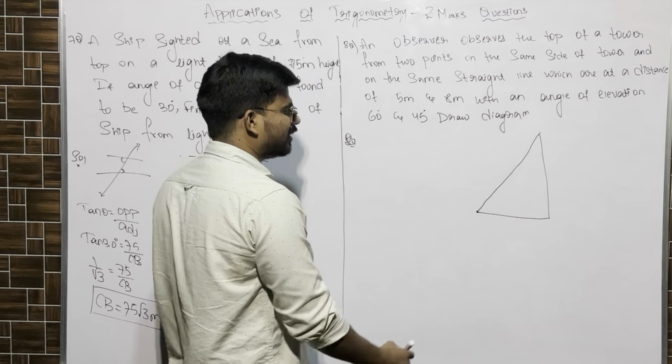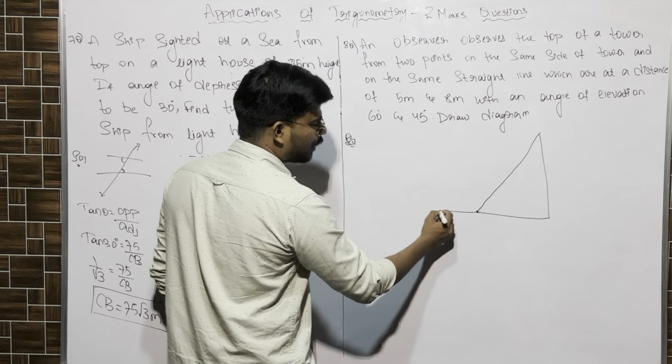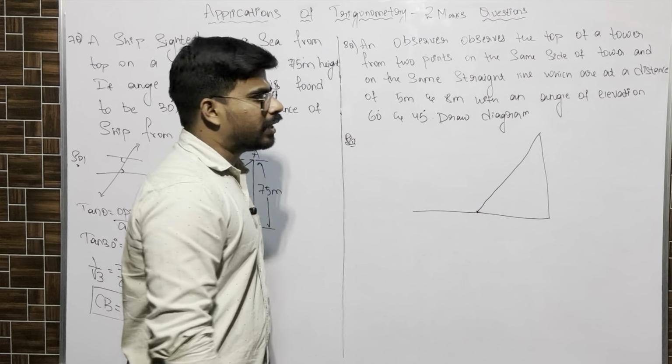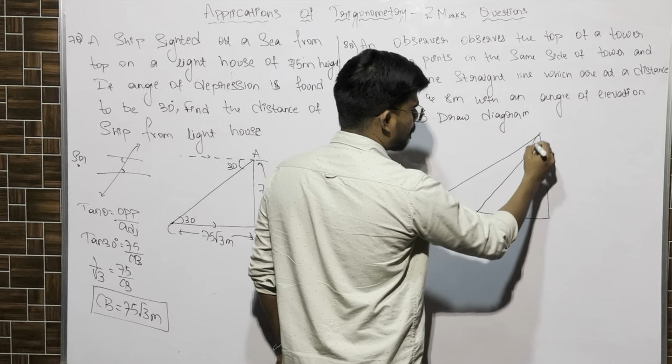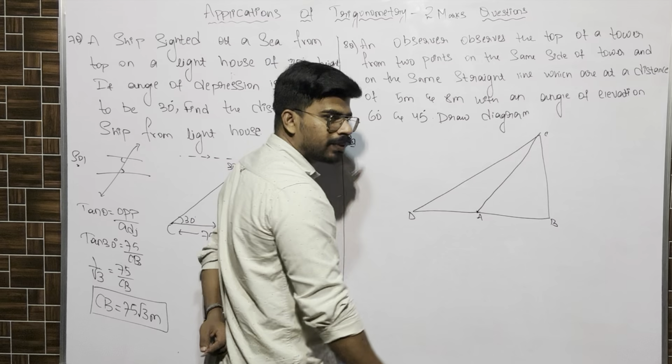Observer is not given. Observer might be anyone. Now on the same straight line, from a point here, he is observing the top of the tower again. Which are at a distance of 5 meter and 8 meter. Let this point be A, this is B, this is C, this is D. BC is the height of the tower.